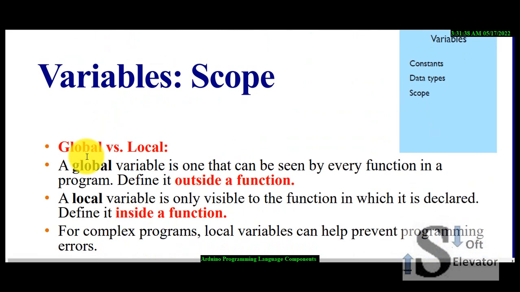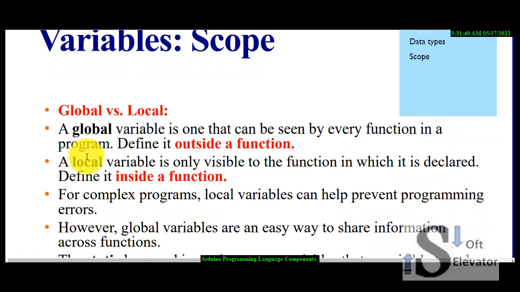Variable scope: global versus local. Global is seen in different functions, defined outside the function, and may be seen in more than one function. Local is only visible inside the function in which it is defined.